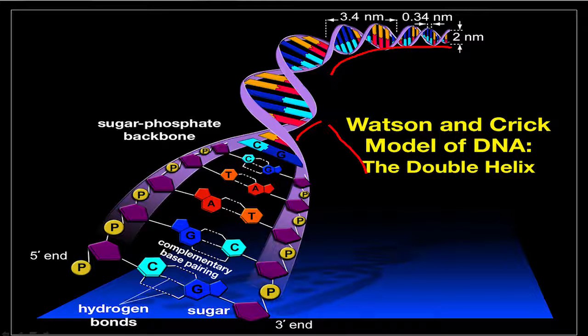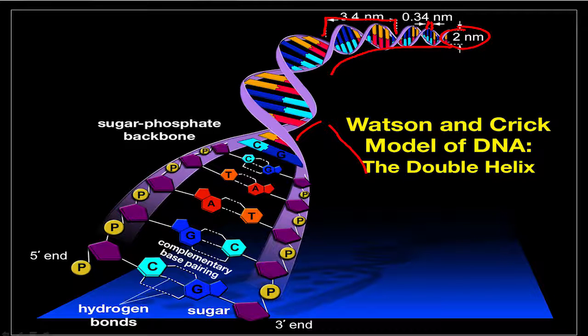So here's 2 nanometers in diameter. One complete turn, if you look in there, there should be 10 base pairs, is 3.4 nanometers. And what they're saying here is that each individual base pair has a width of 0.34 nanometers. I suspect you wouldn't have to know those exact figures, but you never know. It's up to your professor.